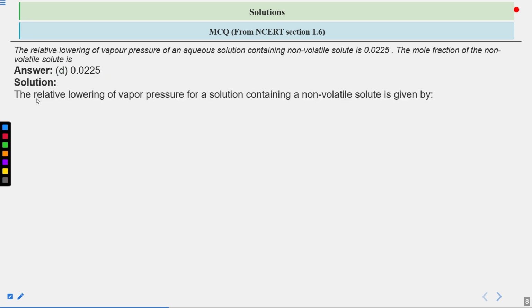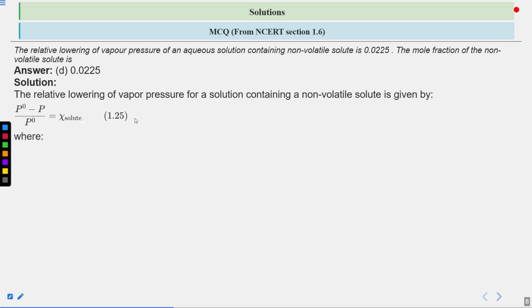Let's see how. The relative lowering of vapor pressure for any solution containing a non-volatile solute is given by: P naught minus P upon P naught equals the mole fraction of the solute. This solute is a non-volatile solute present in the aqueous solution, and the relative lowering of the vapor pressure is given by this term, P naught minus P upon P naught. P naught here represents the vapor pressure of the pure solvent, P represents the vapor pressure of the solution, and chi solute represents the mole fraction of the solute particles.